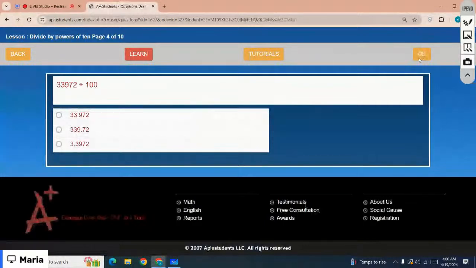33,972 divided by 100, which is the correct option? You have to move the decimal point two places left, so that would be 339.72, isn't it?